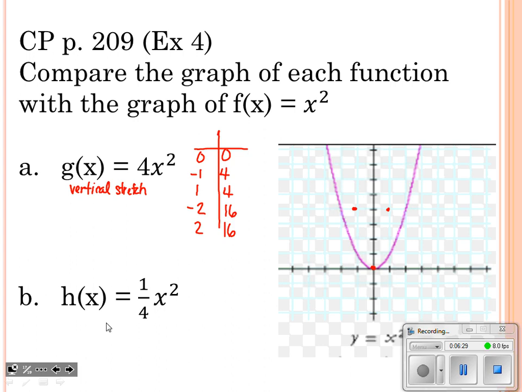Positive 1 is also at 4. And then negative 2 and positive 2 are way off the chart. They go way up to 16. So we can just tell that our graph is going to do this.